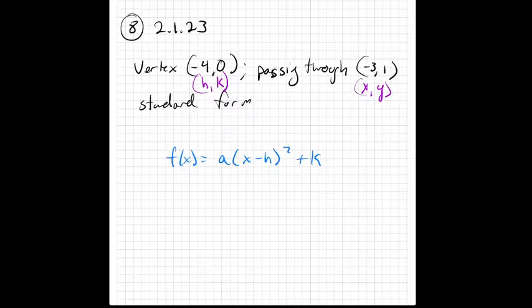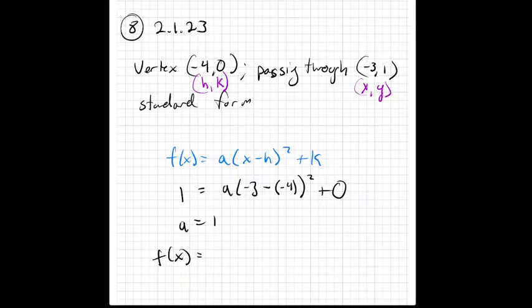So let's plug in these components. y is 1, a, x is negative 3, minus h, which is negative 4. Notice my use of parentheses, and k is 0. You've got to keep track of your negatives there. So the double negative becomes positive, so we have negative 3 plus 4, which is 1. 1 squared is 1. So ultimately we get a equals 1. So f of x equals x plus 4 squared, because k is 0. Basically it's a U-shaped graph that's been moved to the left by 4.